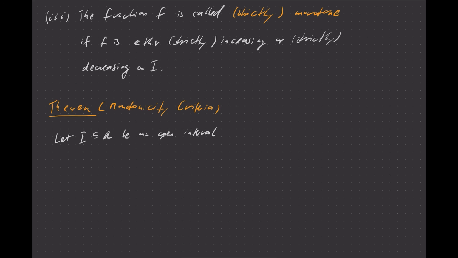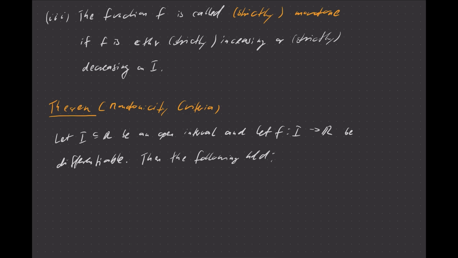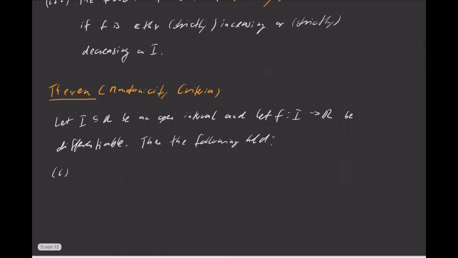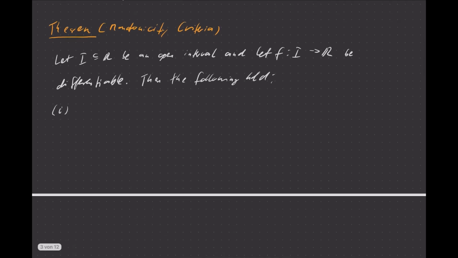So again, we'll have an open interval. And as usual, let f be a function defined on that open interval. And we want that function to be differentiable. Then the following hold. For 1, if f is increasing on I, then the derivative needs to be non-negative.